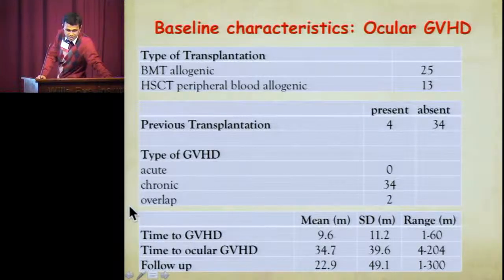The time to GVHD has usually been reported to be anywhere between 3 to 6 months, and in our series we found that it was around 9.5 months. The time to ocular complaints or ocular presentation with symptoms was around 34 months. What has been reported in literature is around 6 to 12 months. So in our series, patients presented much later. We had a follow-up of around 22 months, ranging from 1 to 300.